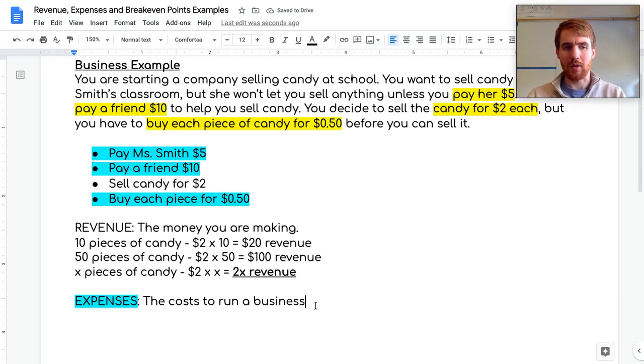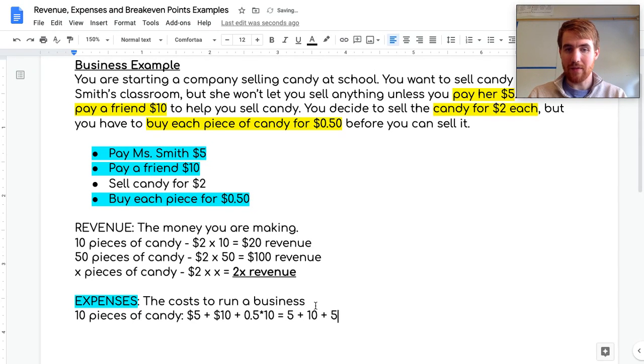Again, let's look at an example. Let's say we sold 10 pieces of candy. Well, what would our expenses be? Well, we have to pay Miss Smith $5. We have to pay a friend $10. And then we have to buy each piece of candy for 50 cents each. So that's going to be 0.5 times 10. Add this all up, it's 5 plus 10 plus 5. It's going to be $20 worth of expenses if we sell 10 pieces of candy.